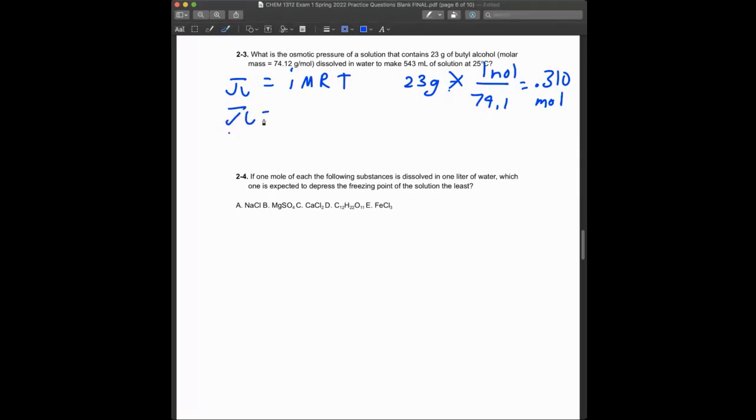And we get pi is equal to I. Since it's butyl alcohol, it's not an ionic compound, so it's just 1. M is going to be 0.310 over 0.543. We'll give you a tip: plug this into the calculator like it is. And then R is 0.08206 times 273 plus 25.